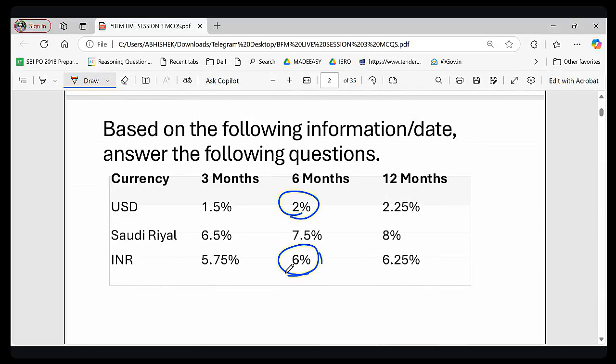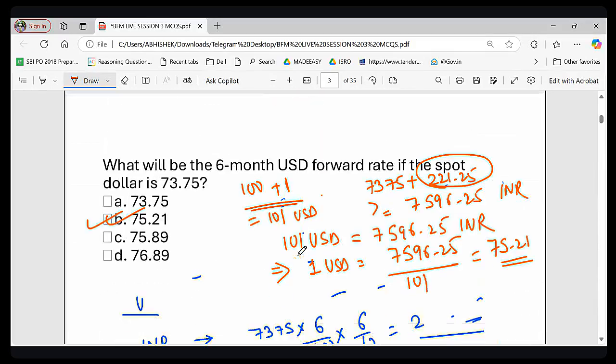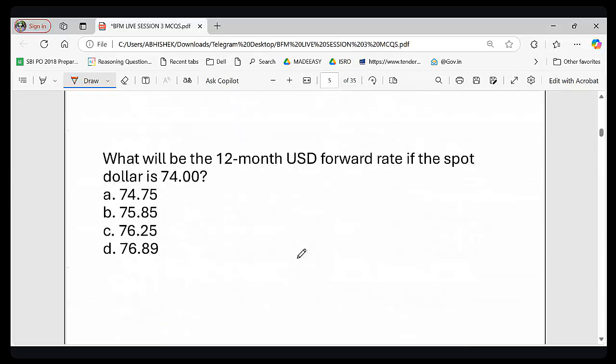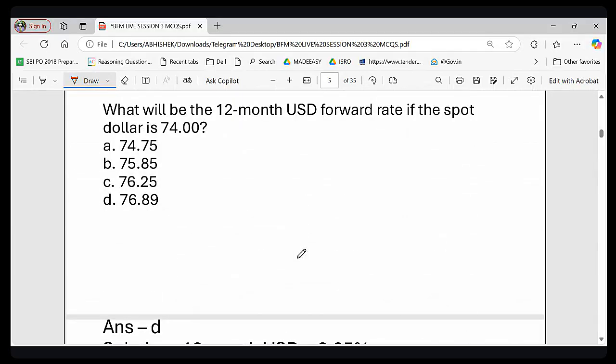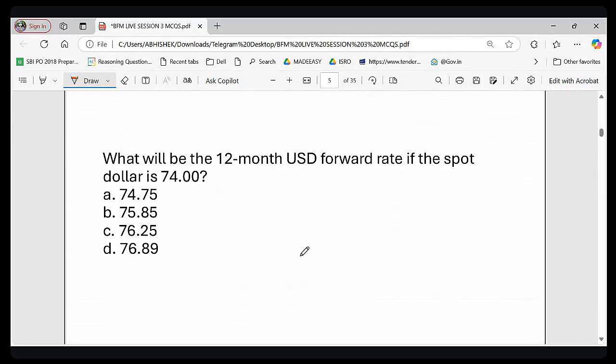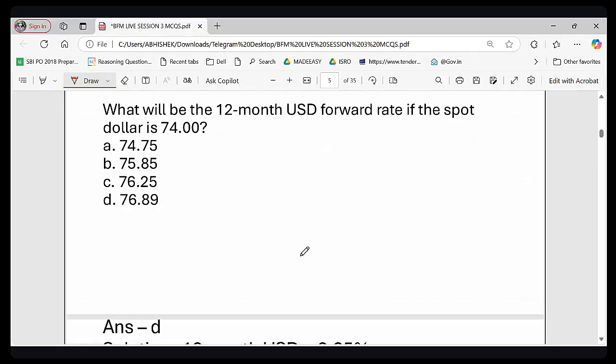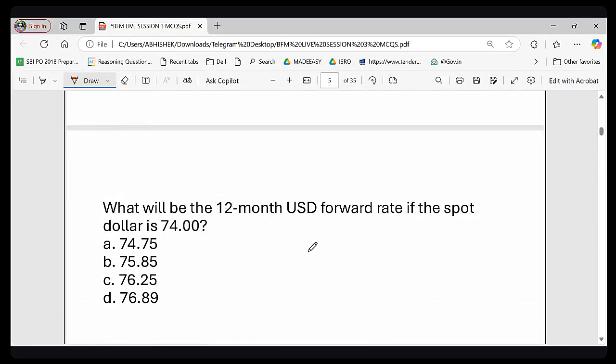So let me show you the actual question. The actual question is this one: What will be the 12-month USD forward rate if the spot dollar is 74.00? All right, before solving, let me ask you a quick question. What is the 12-month interest rate for USD and INR from the table? Type your answer in the chat.